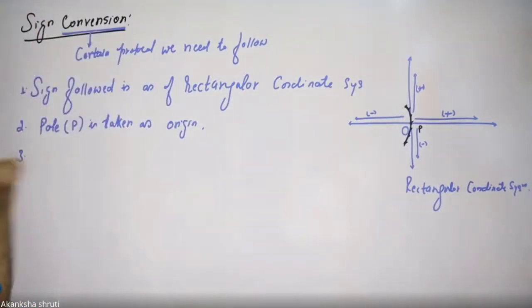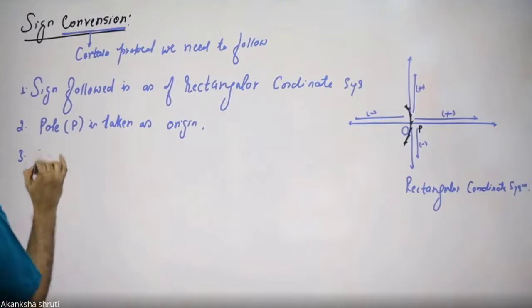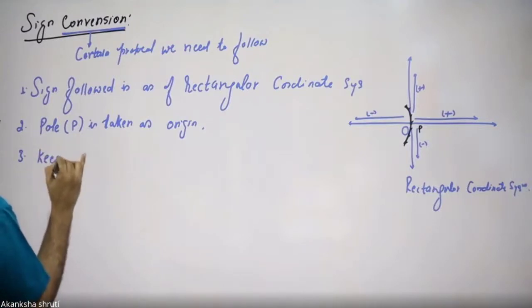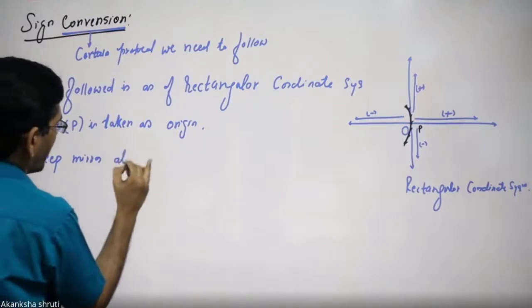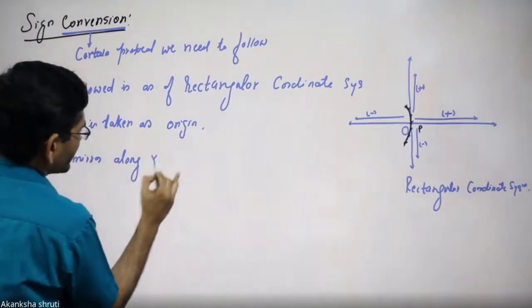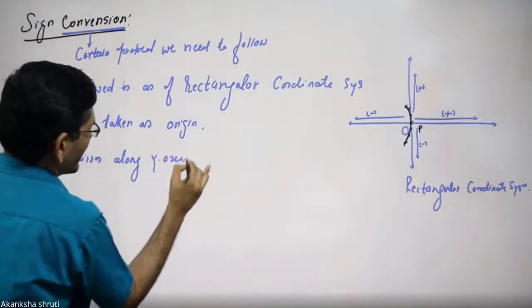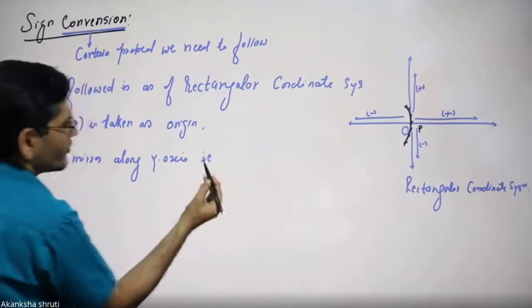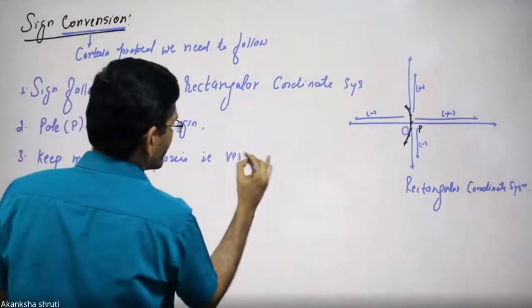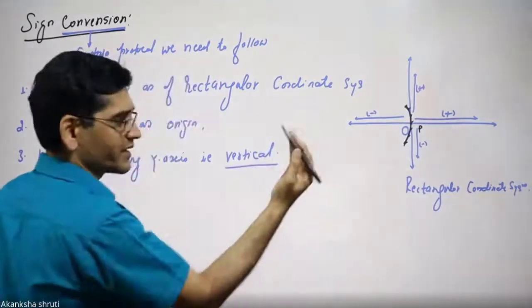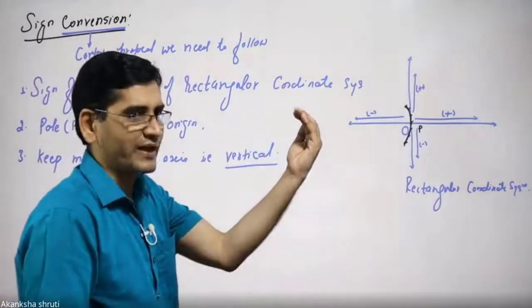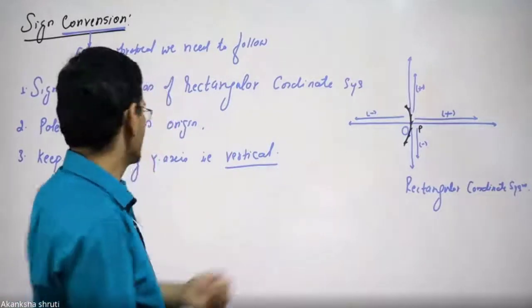So write down the third point, student. The third point is keep the mirror along the y-axis. Y-axis, that is vertical orientation. In vertical orientation, we have to keep the mirror. Like the mirror is there, we have to keep it like this. Okay? Not like this. Okay, student?